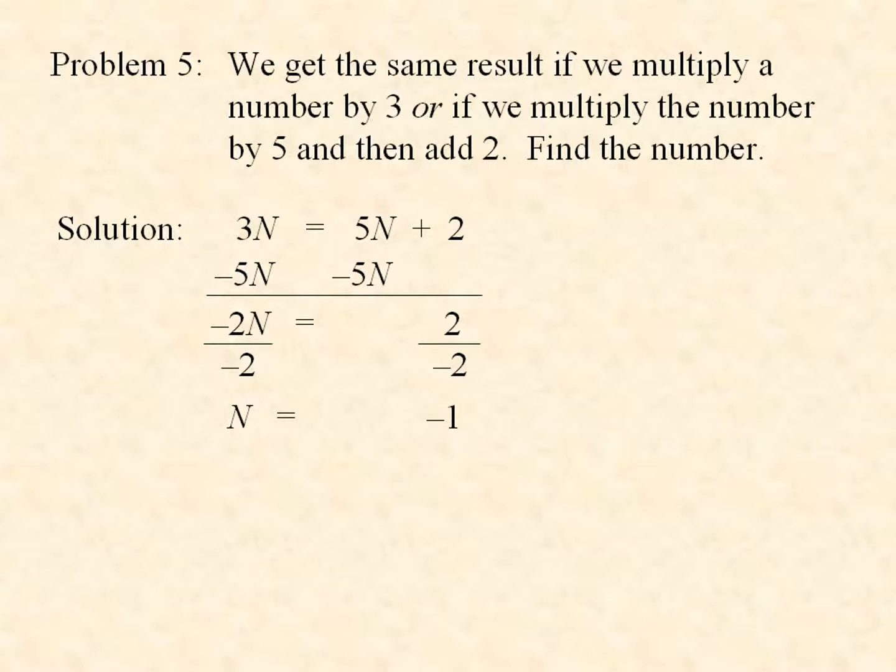Again, let's check the problem. If we multiply the number by 3, we should get the same result that we get when we multiply the number by 5 and then add 2. Let's see, 3 times negative 1 is negative 3, and 5 times negative 1 is negative 5, plus 2 does give us negative 3. So it does check.